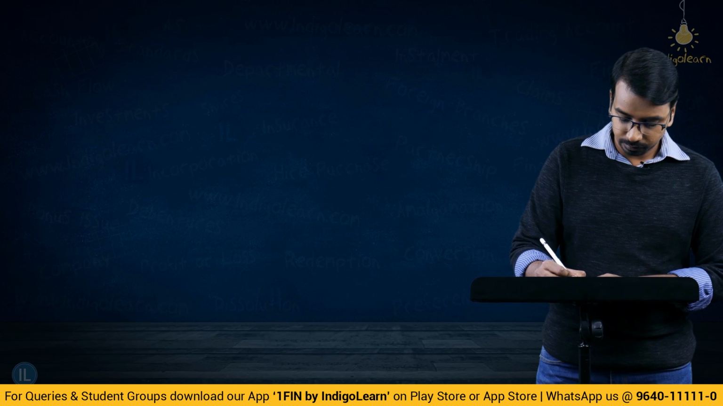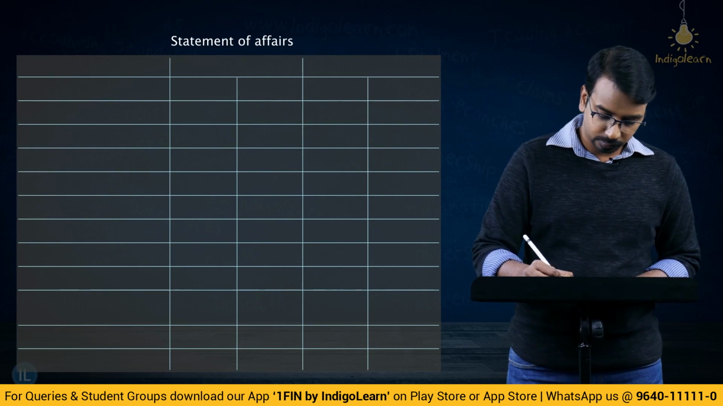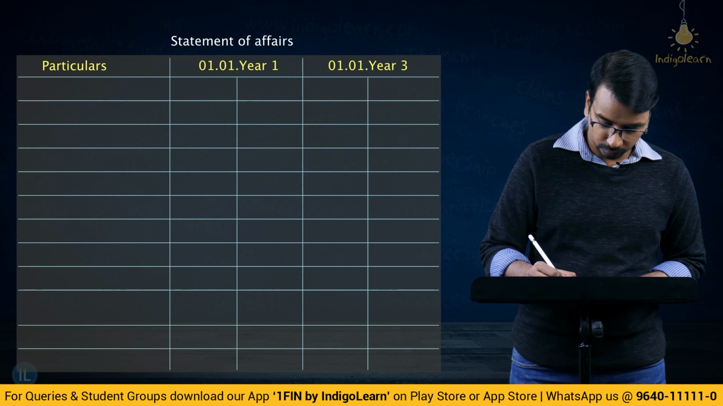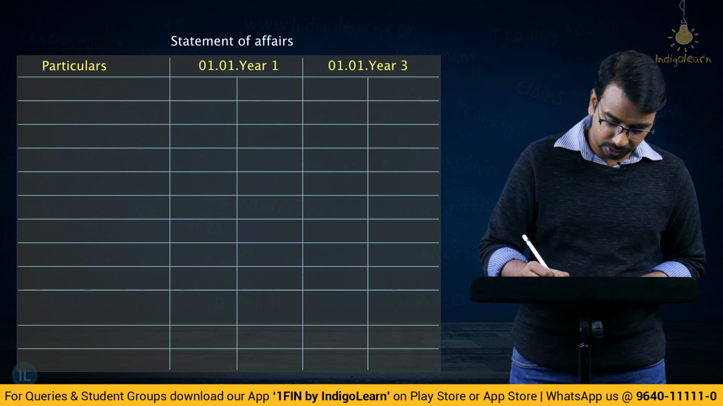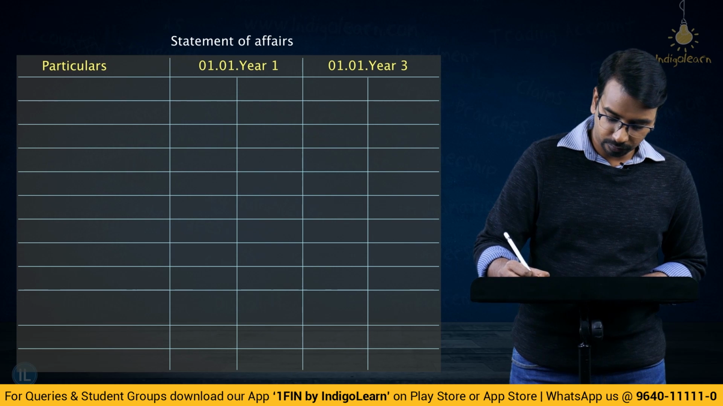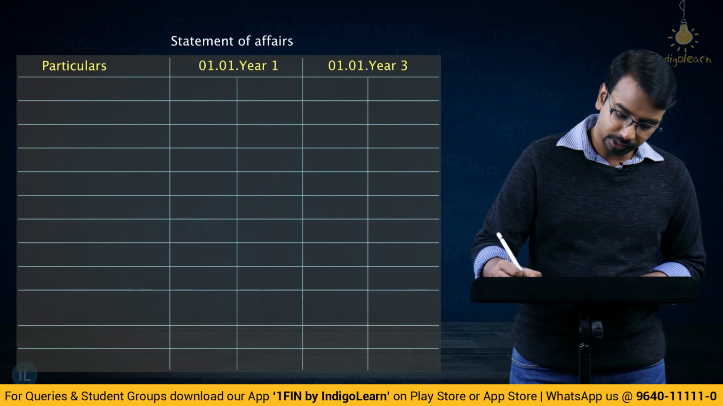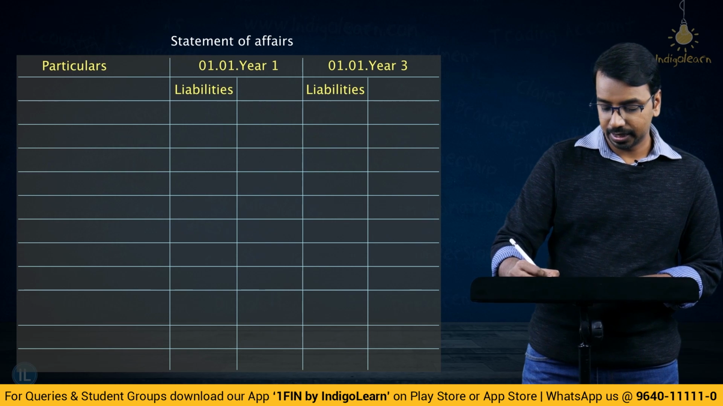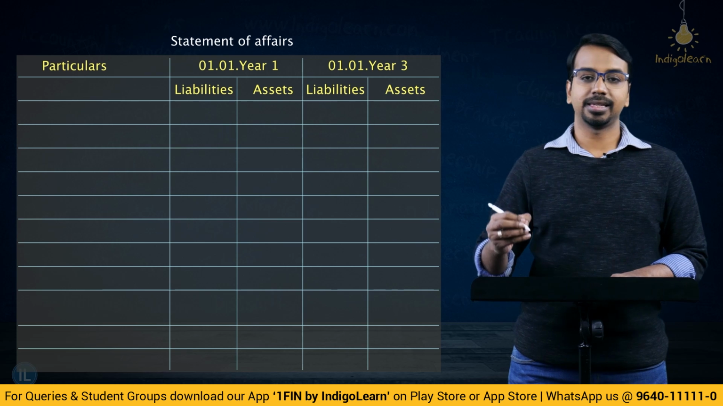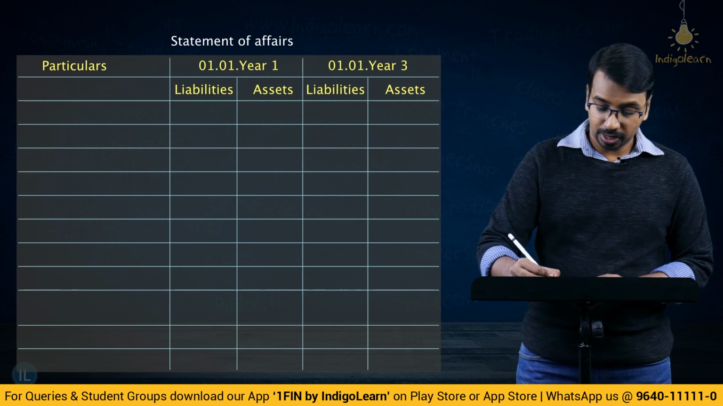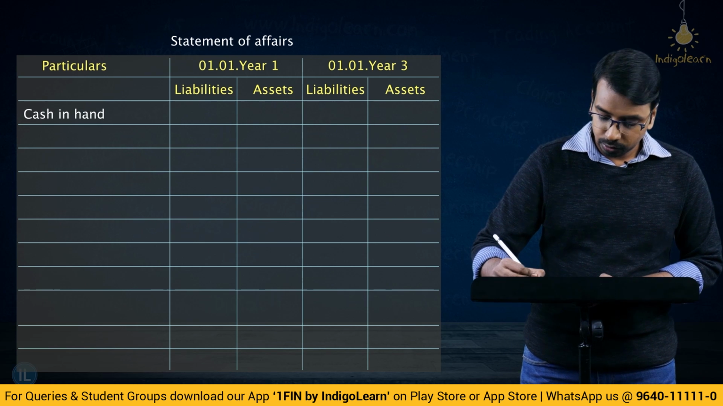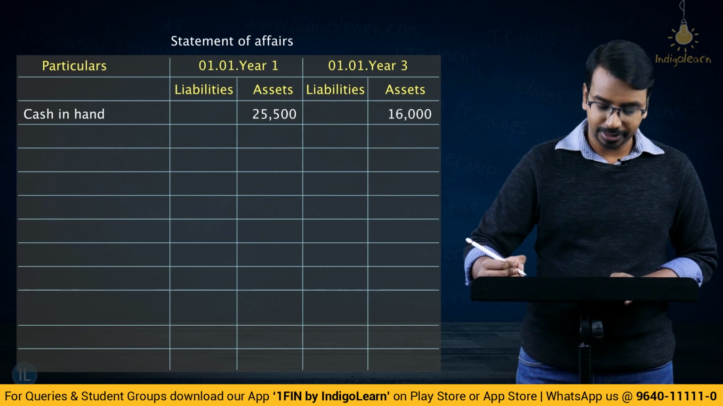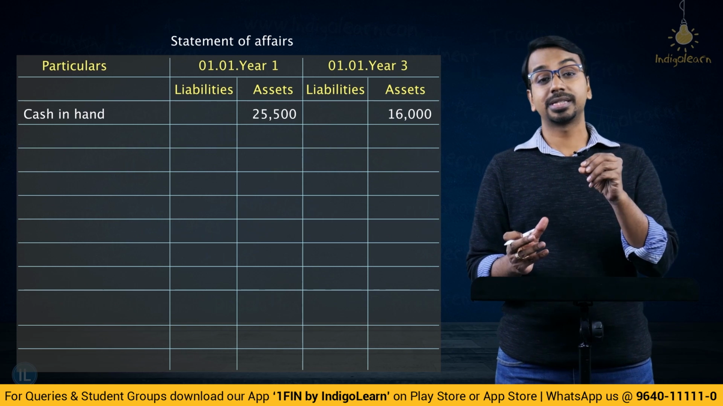So, statement of affairs, right, as on 1st of January of year 1, 1st of January of year 3. You have your liabilities and you have your assets here, right. So, beginning with assets, you have cash 25,500 and next year it became 16,000. Okay. So, you can prepare a combined table so that you will save time.